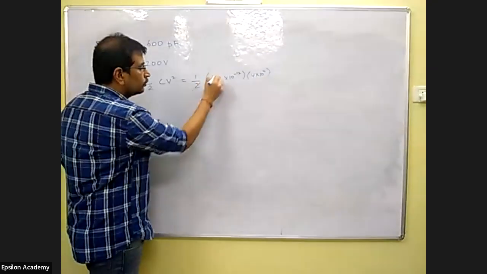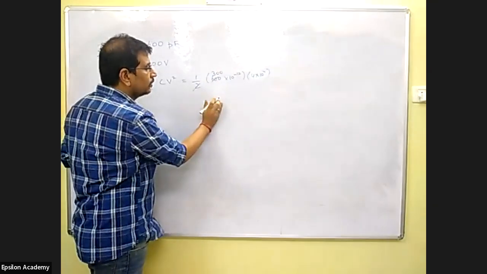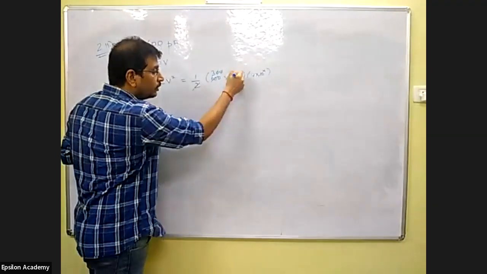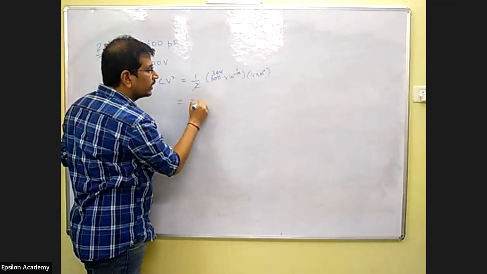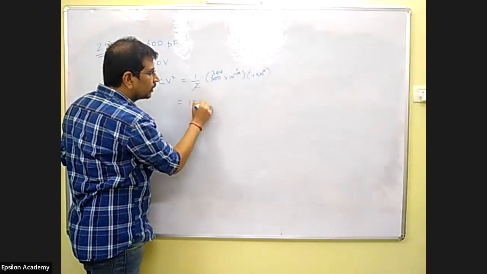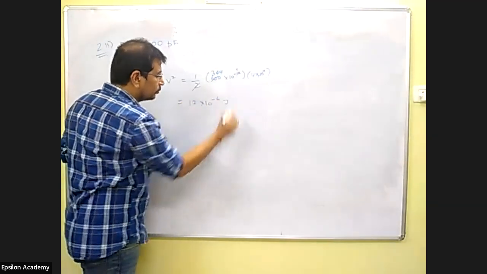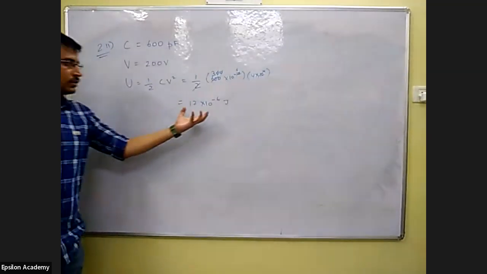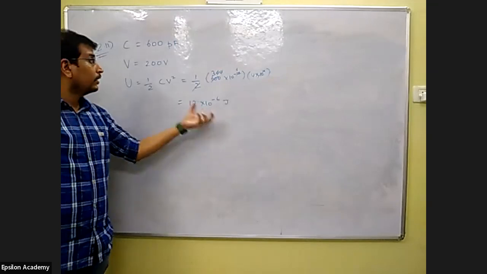Right. So this is going to go 300 times 12 plus this will give you 6. So 6, and this will get cancelled. So you will get 12 into 10 power minus 6. So this is the value. Initially, this is the amount of energy stored in the first capacitor.